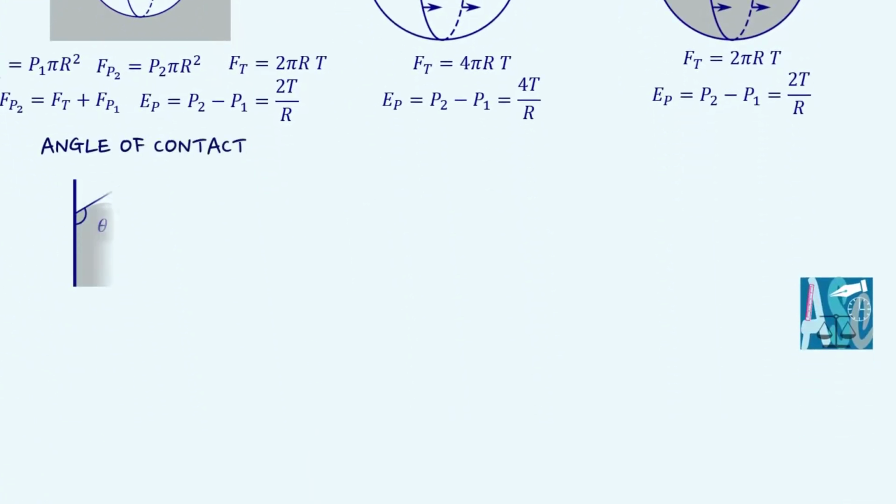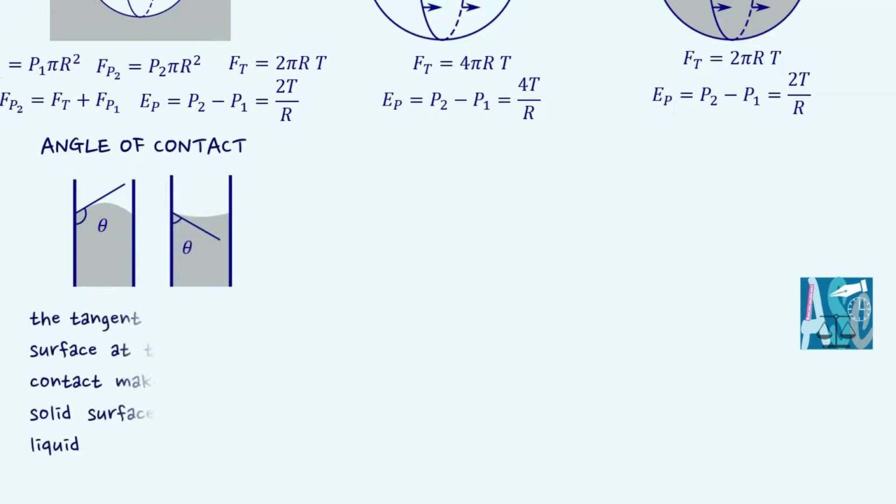When a liquid surface touches a solid surface, the shape of the liquid surface near the contact is generally curved. This effect is due to the presence of cohesive forces and adhesive forces. The angle of contact between a liquid and a solid is defined as the angle which the tangent to the liquid surface at the point of contact makes with the solid surface inside the liquid.